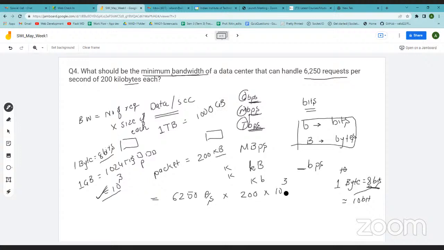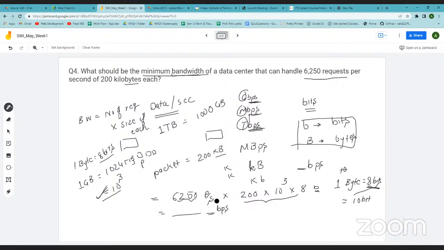So 10 raised to power 3, how does this come? Because I've converted kilobytes to bytes. Next I have to multiply it with 8. Why do I have to multiply with 8? Because this value is in bytes, right? If 1 byte is 8 bits, what will be 2 into 10 raised to power 3 bytes? It will be 2 into 10 raised to power 3 into 8 bits. So whatever comes in, it will be bits. This complete part represents per second, so whatever answer we'll get will be in bits per second.